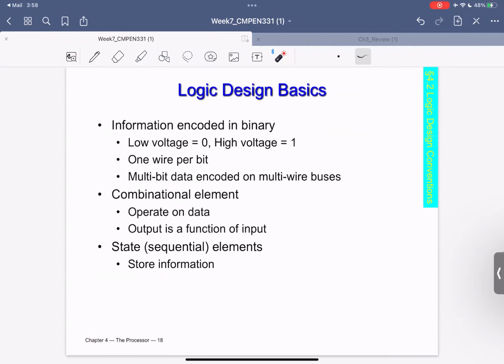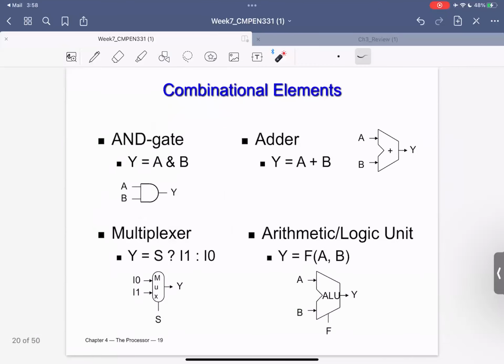So just for your reference, with logic design basics, you can have logic low voltage as 0 and high voltage as 1. We can have a combinational element, or we can have a sequential element, or state elements. Of course, if we have sequential or state elements, that means I need to use flip-flops. One of the famous flip-flops, which I will review later on, is the D flip-flop. But before we go to that, let's see the combinational elements.